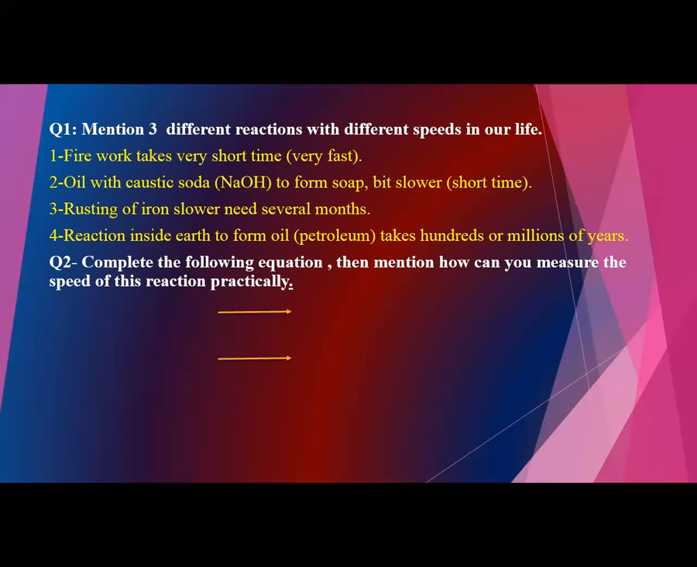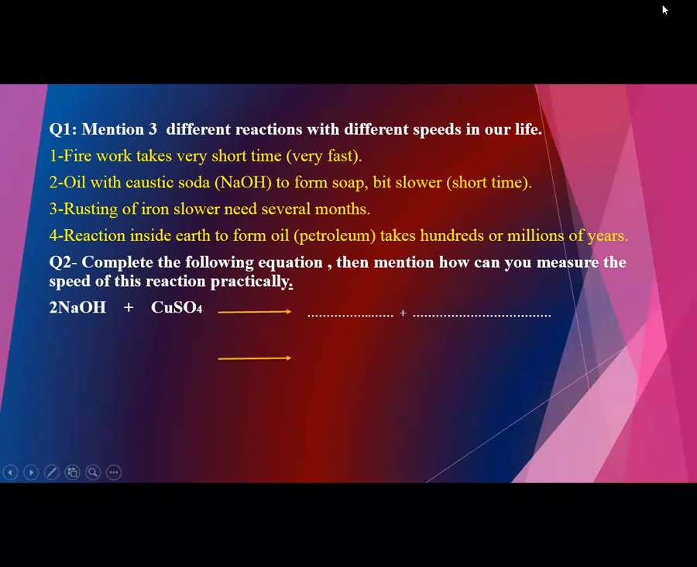Complete the following equation. Then mention how can you measure the speed of this reaction practically. Let's take the first one: sodium hydroxide, which is NaOH, plus copper sulfate. Here it can be done very easily by double substitution. How does this happen? Simply, the Na will take the place of the Cu and the Cu will take the place of the Na. Don't forget that copper sulfate is a blue color solution.